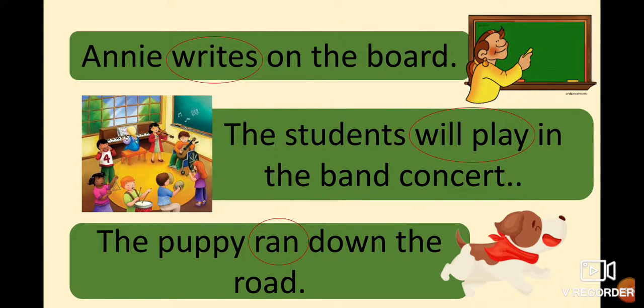Annie writes on the board. In this case, the action verb is write. This one is an action that is developing in the present. Second example, the students will play in the band concert. In that case, this is an action that will be developed in the future: will play. The puppy ran down the road. In that case, this one is an action in past, run. If you notice, all of these ones are action verbs. That means someone or something is taking the action.